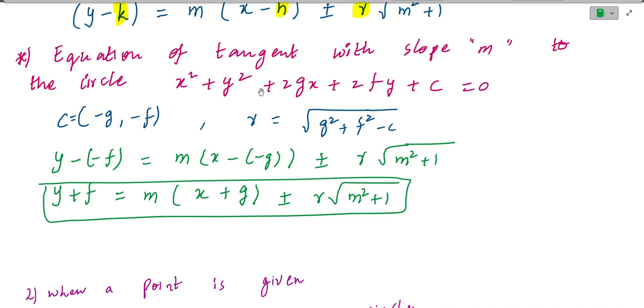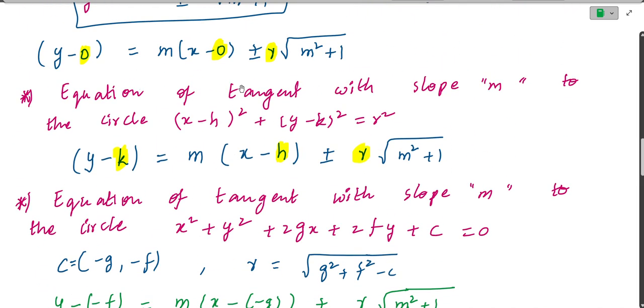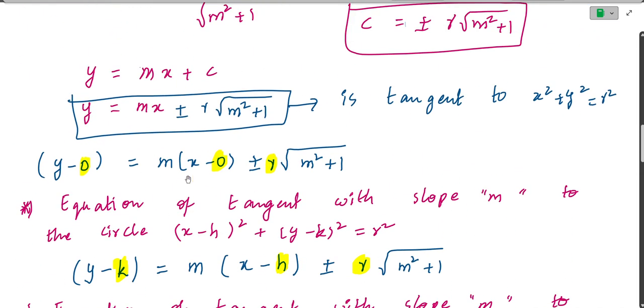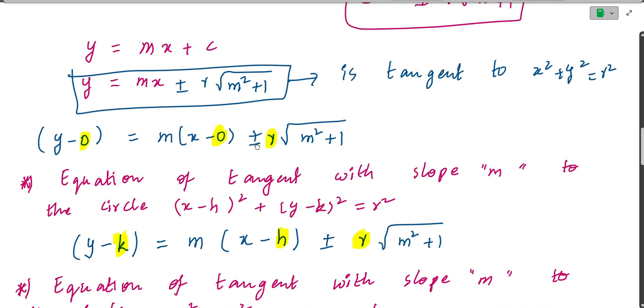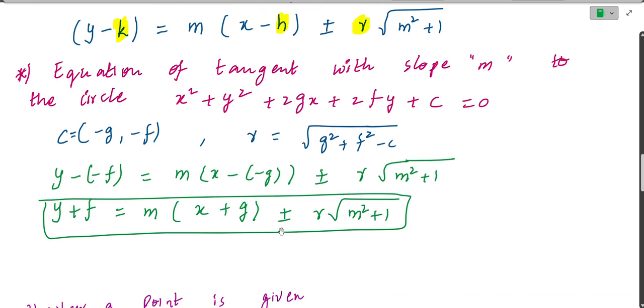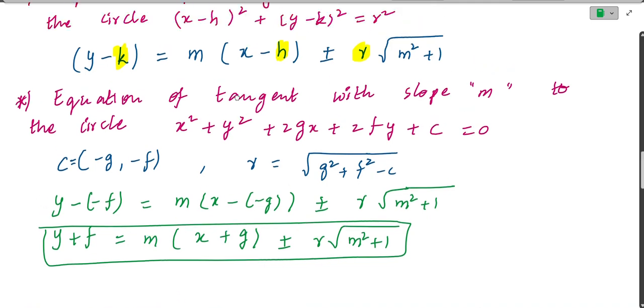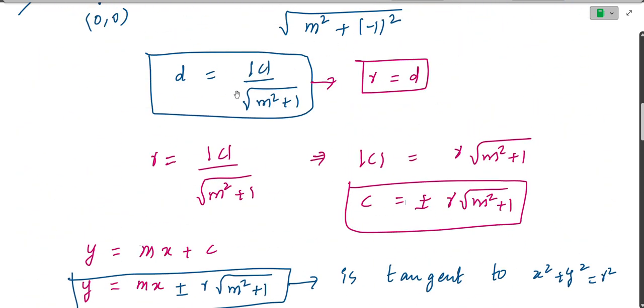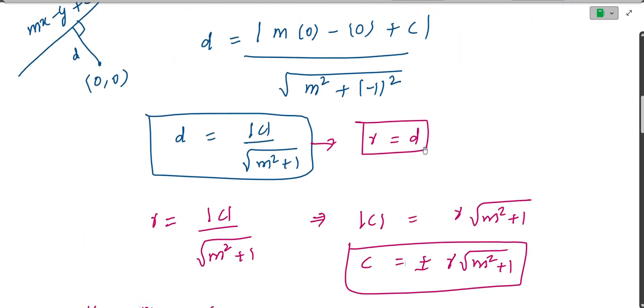If we observe this logic, it is easy to remember. Even if we don't remember the formula, we can always apply the condition. What is the tangent condition? R is equal to D. The distance from the center of the circle to the given straight line, that is D, should be equal to the radius of the circle. Then we can say that the straight line is touching the circle.